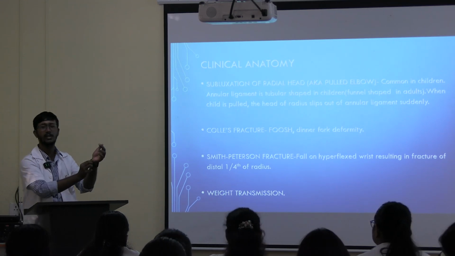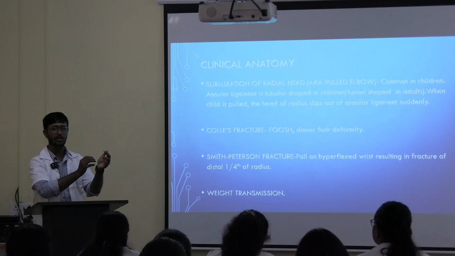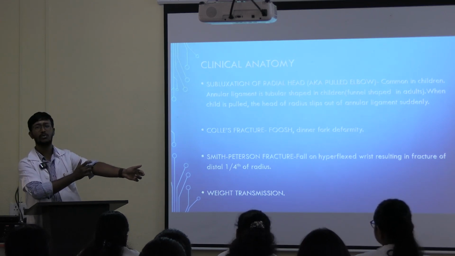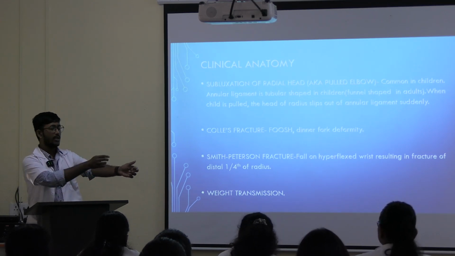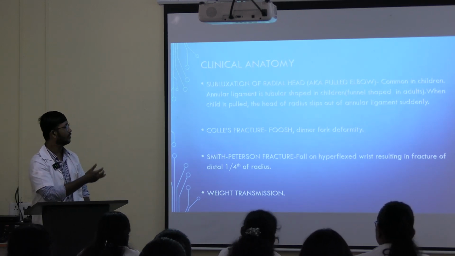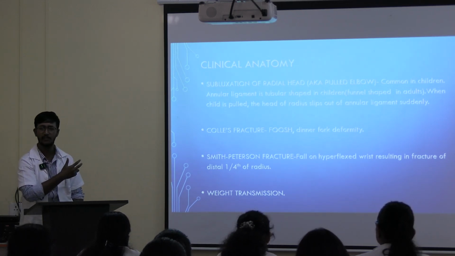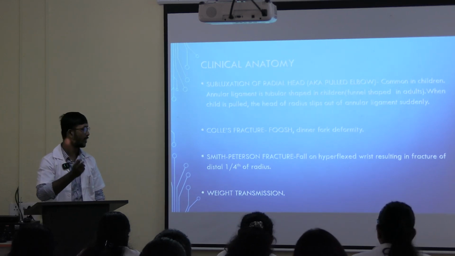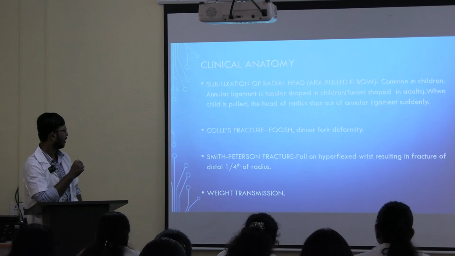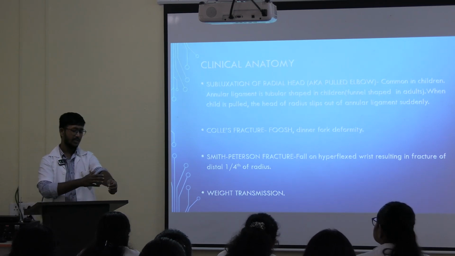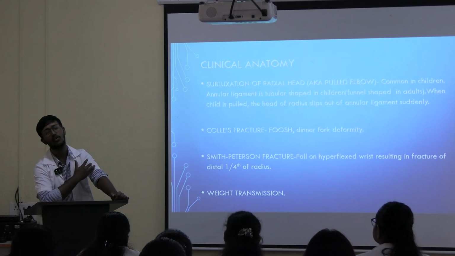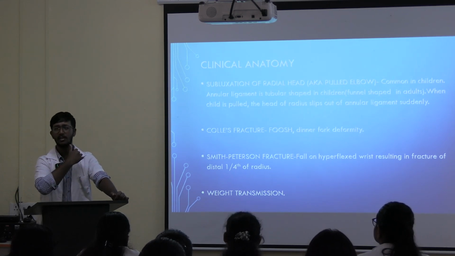Why not both radius and ulna? Because in the inferior radioulnar joint, the radius has more contribution, and in the elbow portion, the ulna has more contribution. So here the radius bone will undergo fracture. Due to this reason, in Colles fracture and Smith-Peterson fracture, usually the radius gets broken, and in the elbow, the ulna gets affected. After that, the humerus undergoes fracture, followed by the clavicle and followed by the ribs.